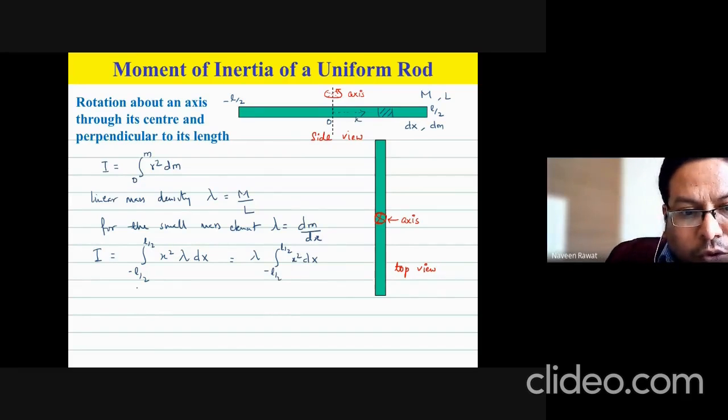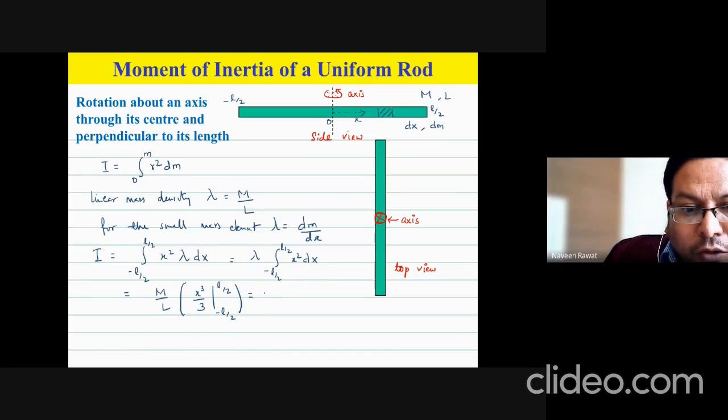We know what lambda is. Lambda is just m over L. These are constant terms for a given rod. The mass and the total length are constant, so it stays the way it is. The integral of x square we know is x cube divided by 3. And now we have to apply the limits from minus L by 2 to L by 2.